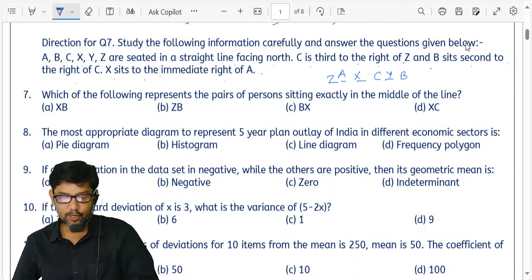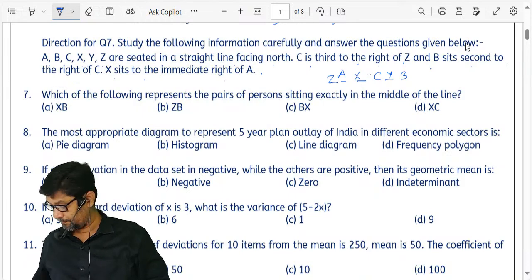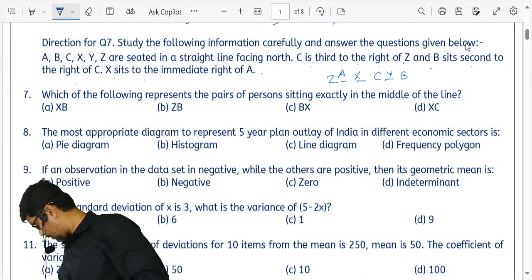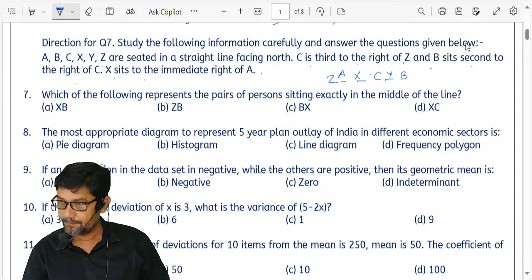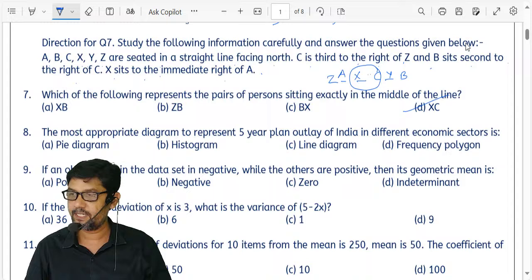Now, which of the following represents a pair of persons sitting exactly in the middle of the line? Can you please tell me? XC. Is that clear, my dear?